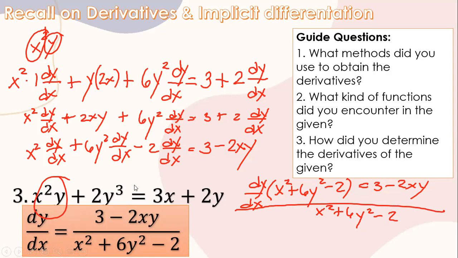So, we get the derivative of our equation through implicit differentiation, and kung mapapansin natin, merong y variable. Okay? So let us answer the guide questions. What methods did you use to obtain the derivative? So dun sa first two natin, okay, direct differentiation. So that is explicit. So nakahiwalay si y. So on the other hand, sa ating third item, we have the implicit differentiation.